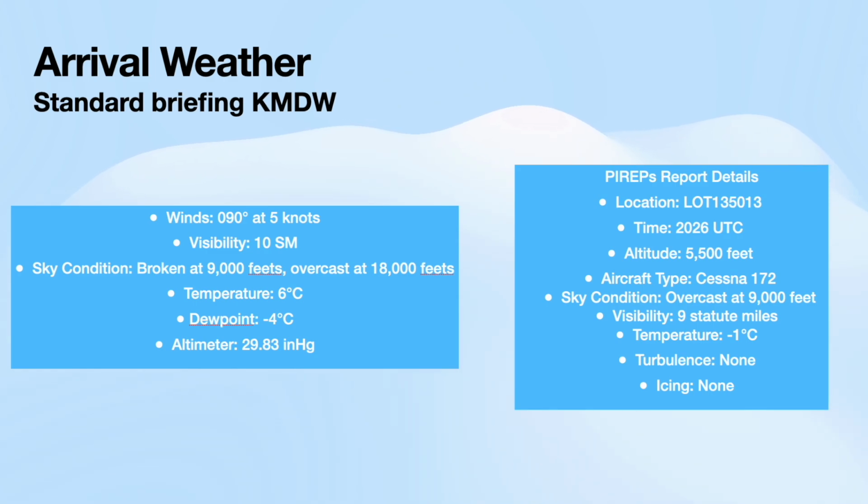Now let's take a closer look at the PIREPs issued around the destination. The location provided is LOT 135013, which indicates a position 13 nautical miles southeast of Lewis University Airport on the 135 radial. The report was submitted at 2026 Zulu at an altitude of 5,500 feet by a Cessna 172. Sky conditions were reported as overcast at 9,000 feet with visibility of 9 statute miles, a temperature of -1 degree Celsius, and no turbulence or icing reported.